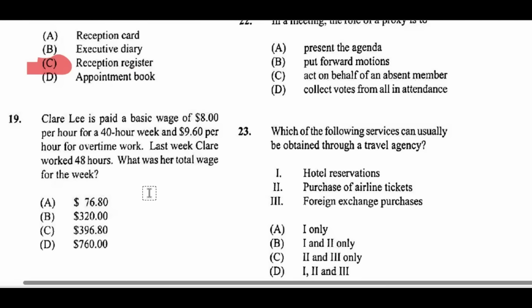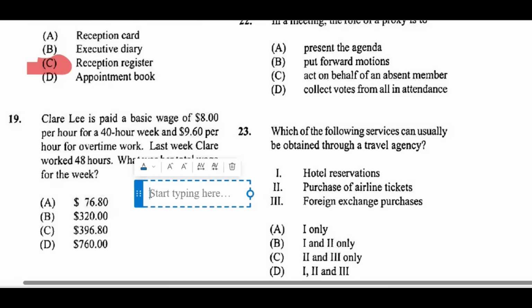All right, so let's use this one. Claire is paid a basic wage of $8 per hour for a 40-hour week. So let's work on that first. It's a 40-hour week, and she's being paid $8 an hour. So 40 multiplied by 8 is 320. So this is the flat salary, $320.